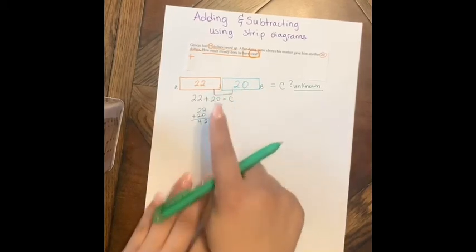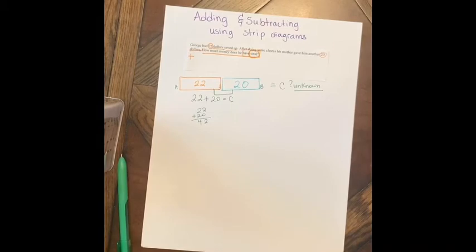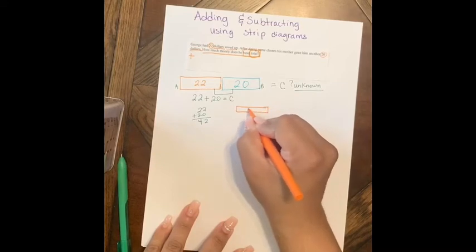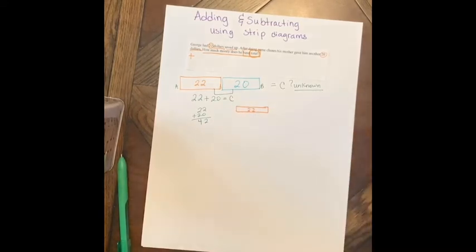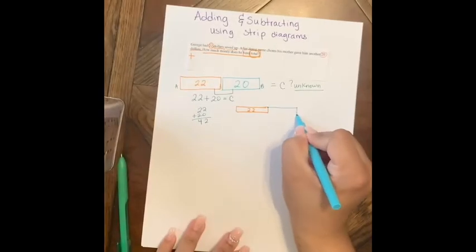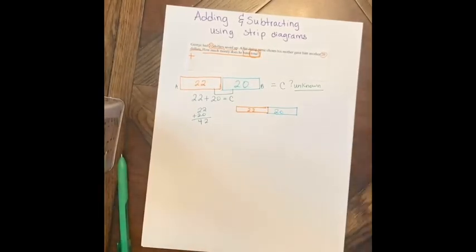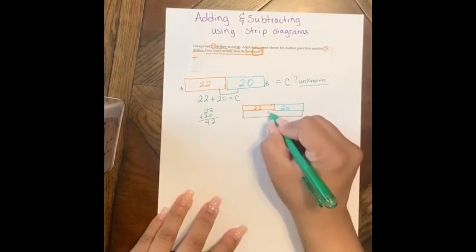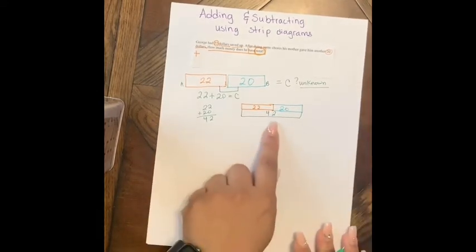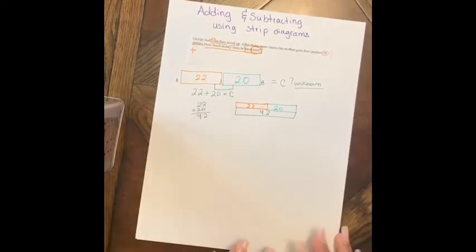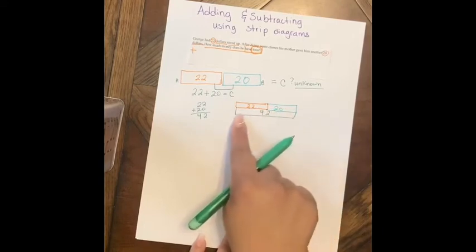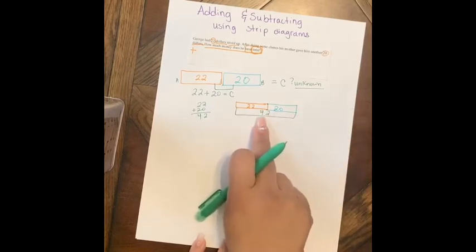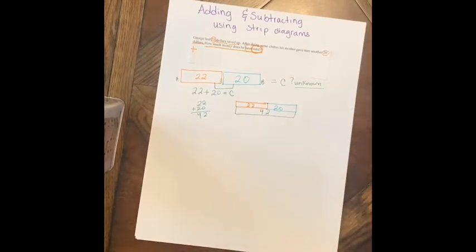And if I want to complete this, I can do it like this. So now I know that this is 22, this is 20, and the whole thing right here is 42. That's how you do strip diagrams with adding. You need to find your parts, and it gives you your whole. Once you put them together, then you get 42. So now let's try this one.